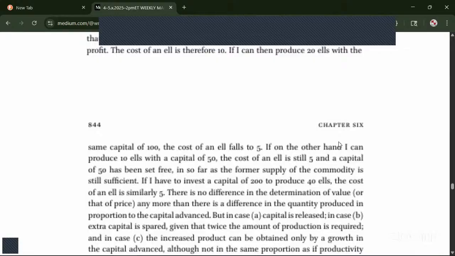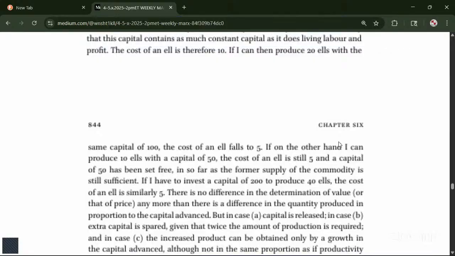If, on the other hand, Table 1 can produce 2 L's with a capital of 50, the cost of an L is still 5, and a capital of 50 has been set free insofar as the former supply of the commodity is still sufficient. If Table 1 has to invest a capital of 200 to produce 40 L's, the cost of an L is similarly 5.